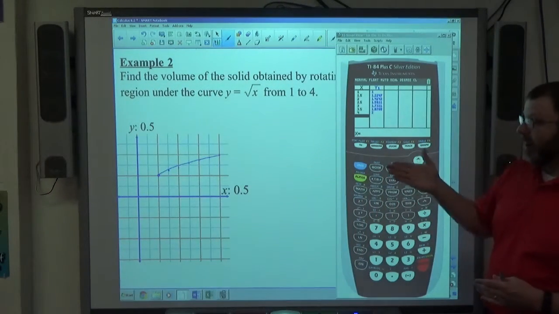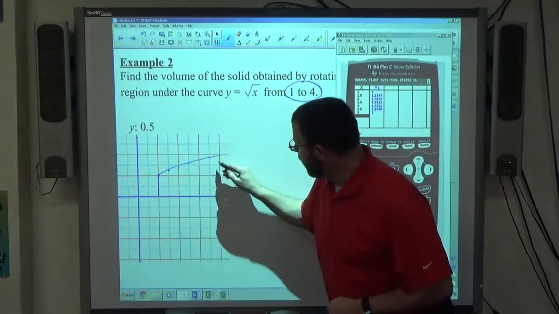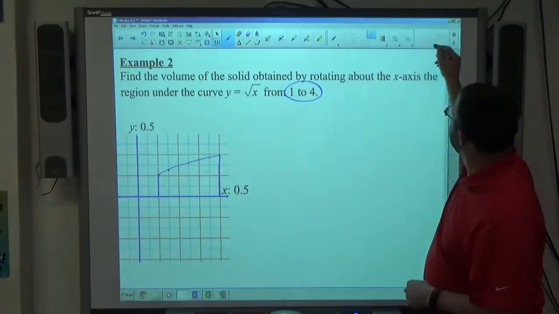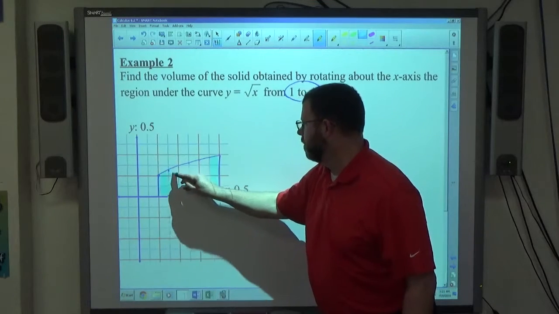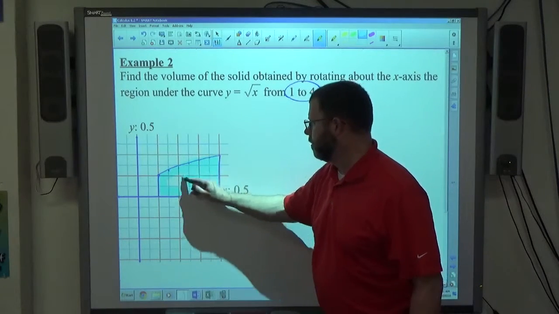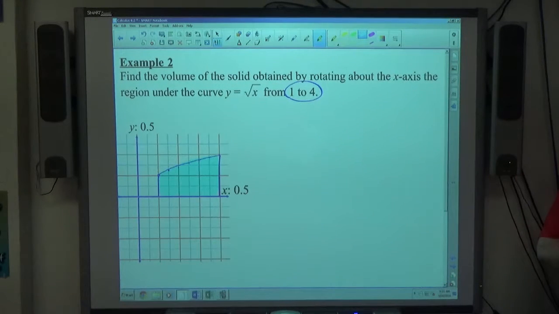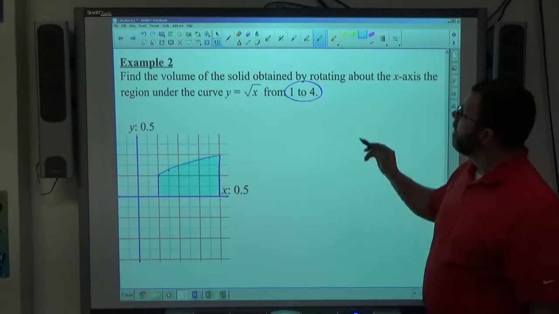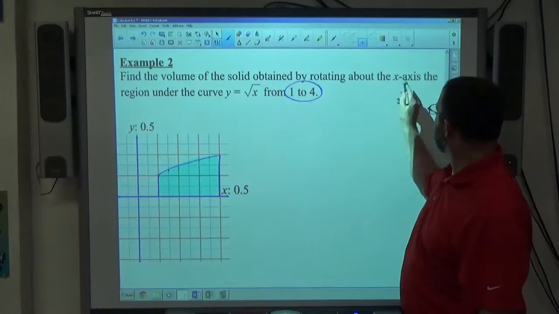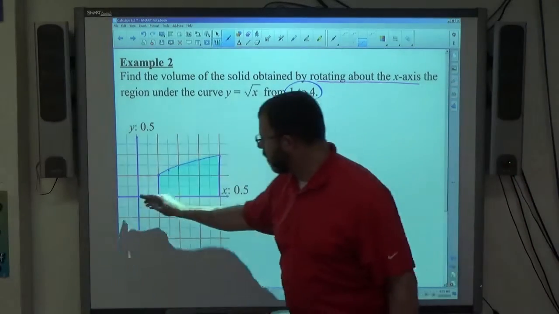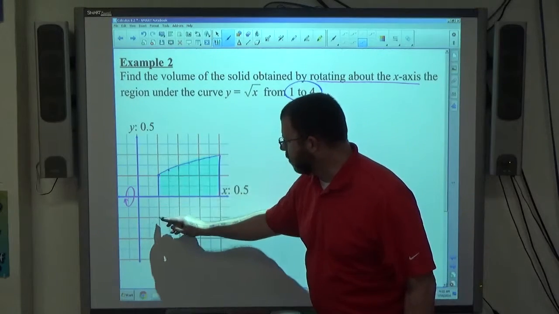All right, we're starting at 1, we're ending at 4, right? So x equals 1 to 4. So we're starting here and we're ending here. So my original region is this. So once I've established that, now I need to rotate it. And again, rotating about the x-axis means that our rotation is going right here. So that means that every point I got up there, its reflection is going to be down here.